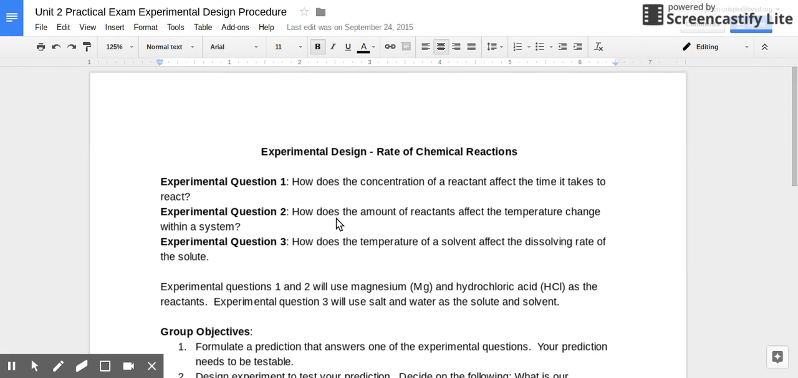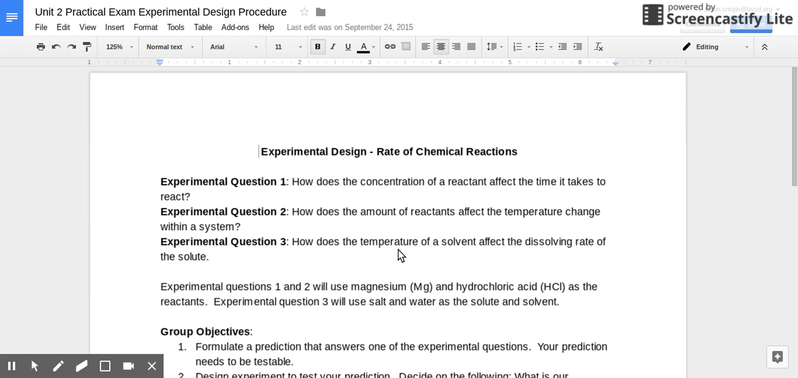Experimental question number 2: how does the amount of reactants affect the temperature change within a system? Anytime magnesium and hydrochloric acid react, it increases the temperature. We want to look at how changing the amount affects the temperature change. So you would add more magnesium or more hydrochloric acid in order to determine how that affects the temperature change. Is it going to increase the temperature change or decrease it?